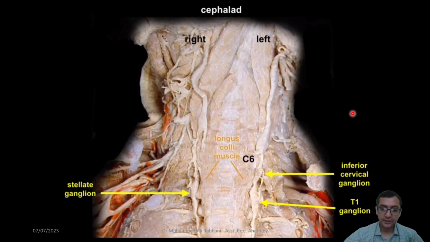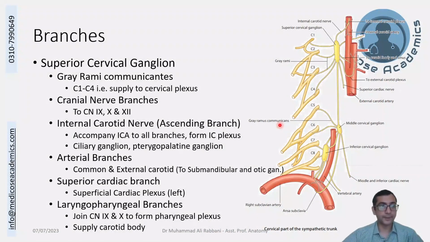Right now, stellate ganglion. It is to emphasize that a single person may have a stellate ganglion on one side and a separate inferior cervical and T1 ganglion on the opposite side. Let's talk about the branches: superior, middle, and inferior.